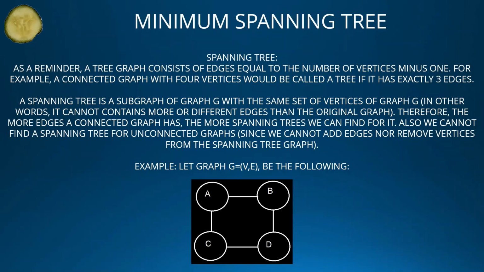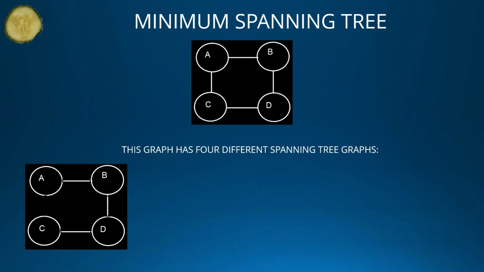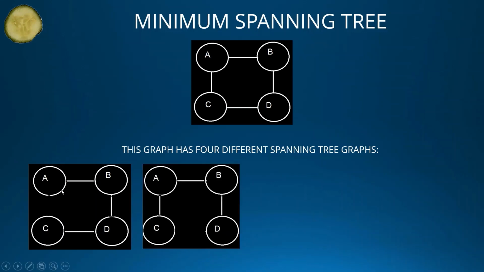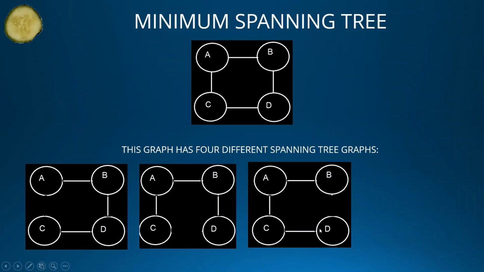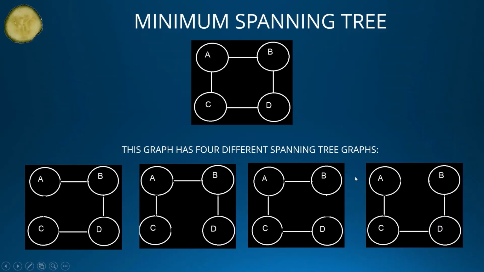Also, we cannot find a spanning tree for unconnected graphs, since we cannot add edges nor remove vertices from the spanning tree graph. Example. Let graph G equals (V, E) be the following. This graph has 4 different spanning tree graphs. We're soon going to see the spanning tree graphs. So this one is the first one. This one is the second one. This one is the third one. And finally, this one is the fourth one.